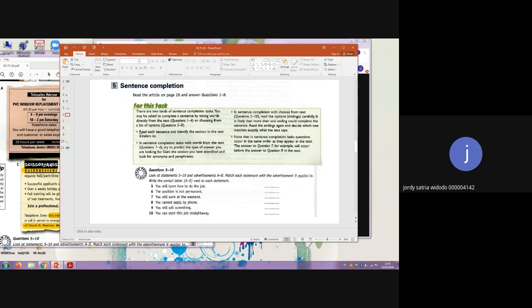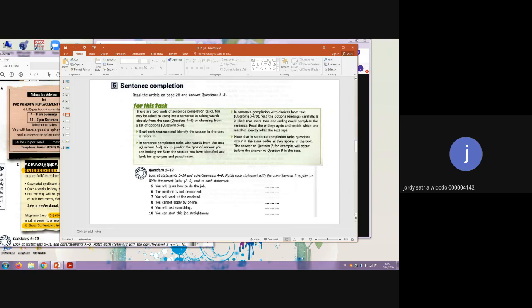Read each sentence and identify the sections in the text it refers to. In sentence completion tasks with words from the text, try to predict the type of answer you are looking for, and then skim the section you have identified and look for synonyms and paraphrase. Remember to look for the synonyms. What is the synonym for the sentence provided in the question?